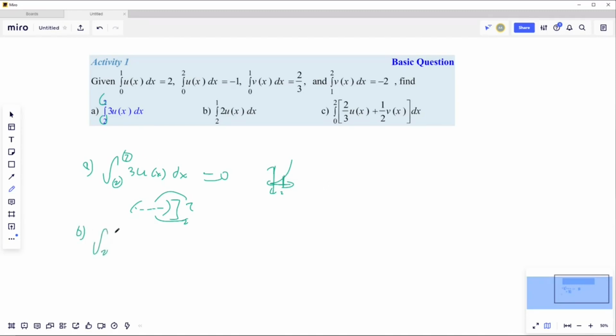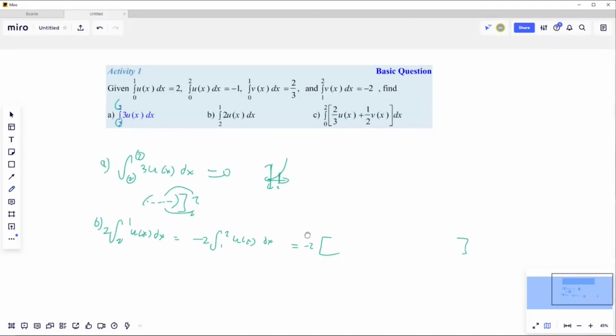B goes from 2 to 1. I'm gonna take the 2 outside, u of x dx. I don't like how it's 2 to 1, personal preference, so I'm gonna change it to 1 to 2. It makes things easier also when you want to see it visually, for example. So minus 2, open brackets.